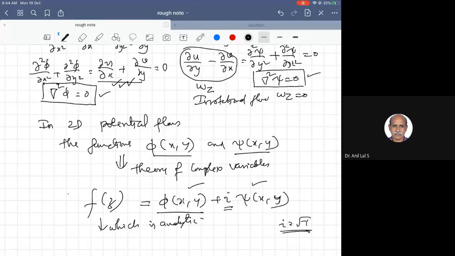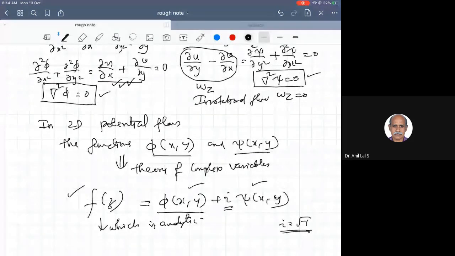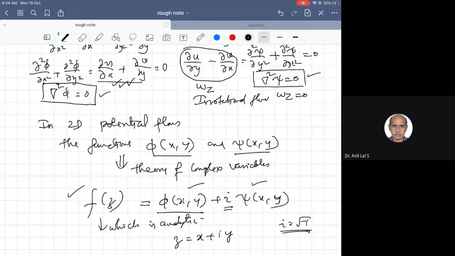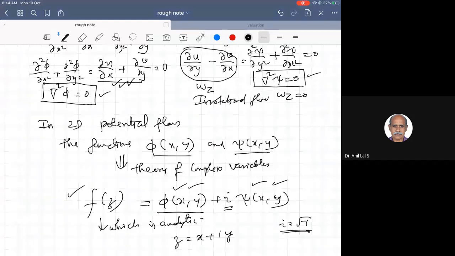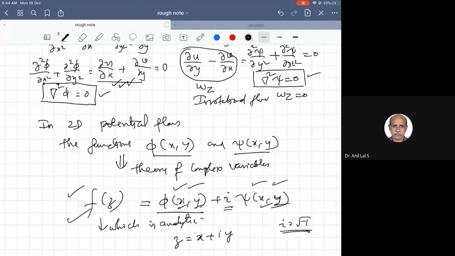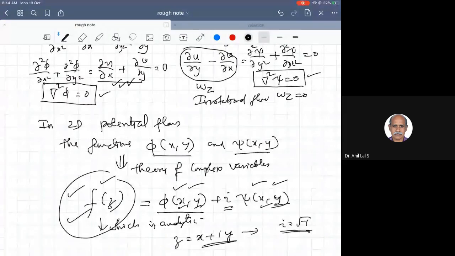So this is a function of a complex variable. F of z is a function of a complex variable, where z is equal to x plus I y. So when you are having two functions which satisfy the Laplace equation, we can combine them. The two functions of two variables each can be combined to write it as a function of a single variable z, where z is a complex variable. So this is a kind of simplicity we are going to get in the analysis of problems by using complex variables.